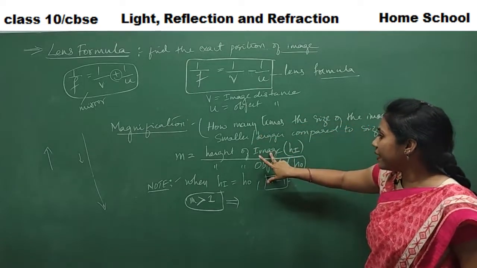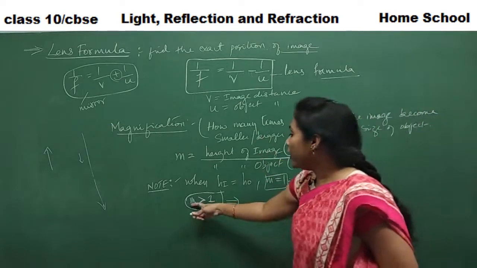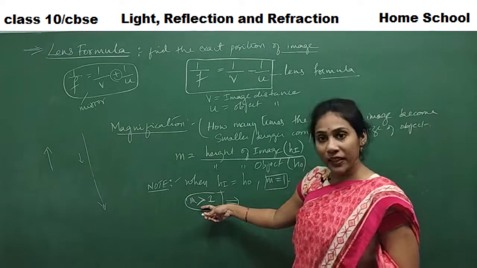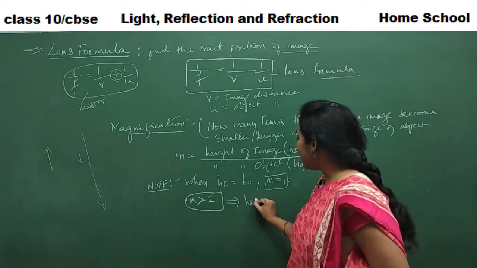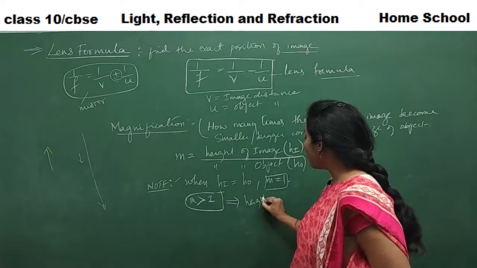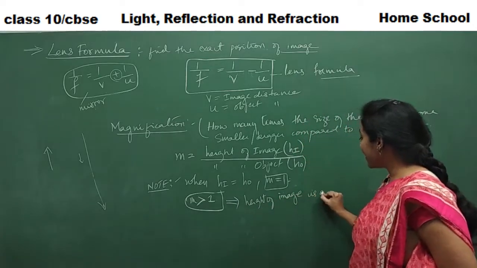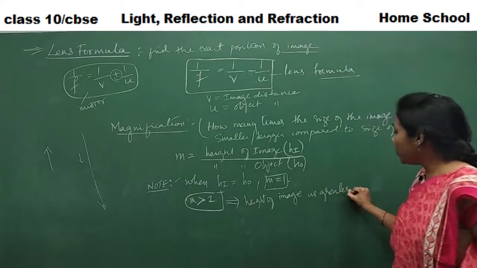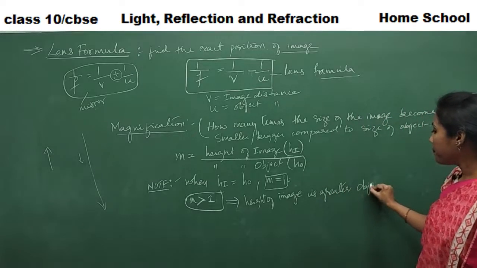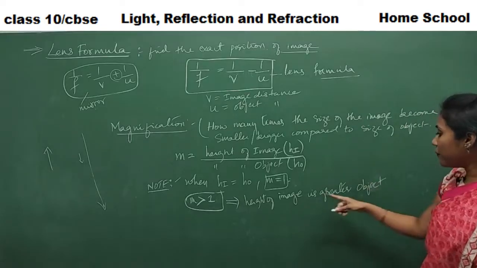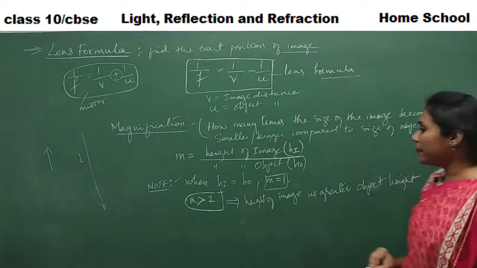So what is there in the numerator? Height of the image. So whenever you get a value more than 1, what does this indicate? Height of image is greater than, you will have a greater image than object. Height of the image is greater than object height. So this is the meaning.